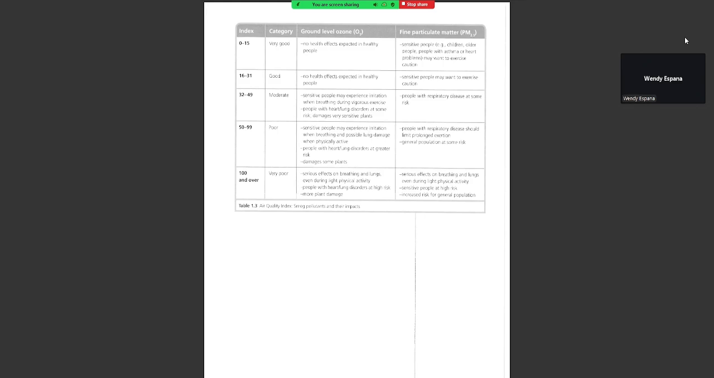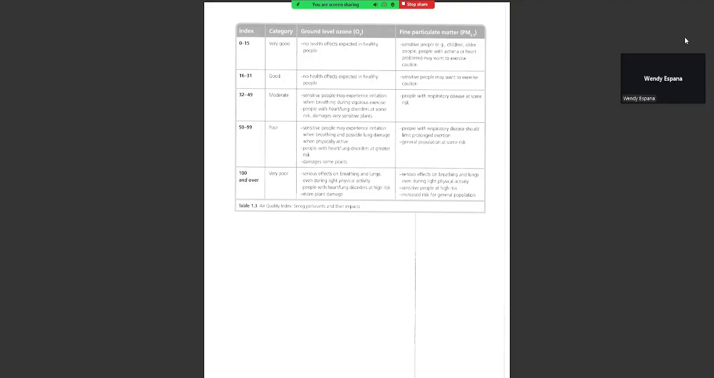If the index is 16 to 31, it's still a good air quality. There's no health effects again from the ozone, but you might just want to be careful about exercising when there are particulates in the atmosphere. You want to use caution. If you have people that are sensitive, people with asthma, small children, babies, older people who might have some breathing issues, and anybody with heart problems, you might again want to be very careful.